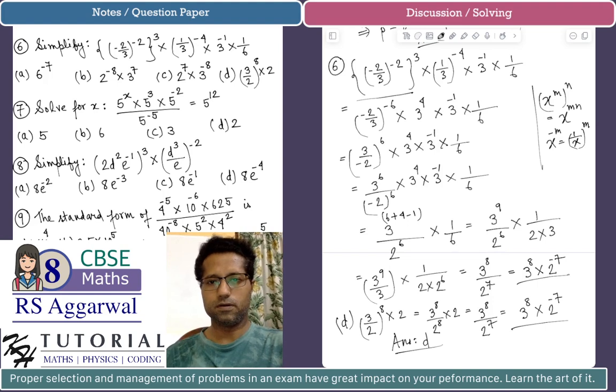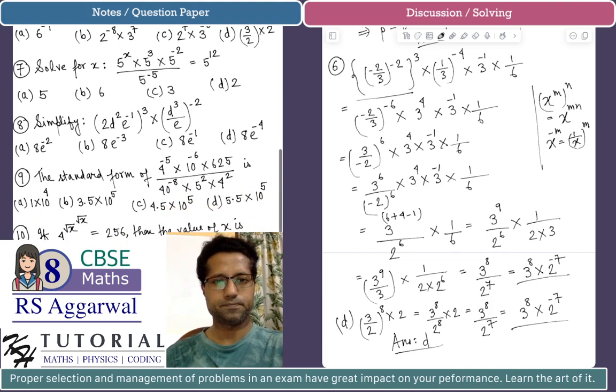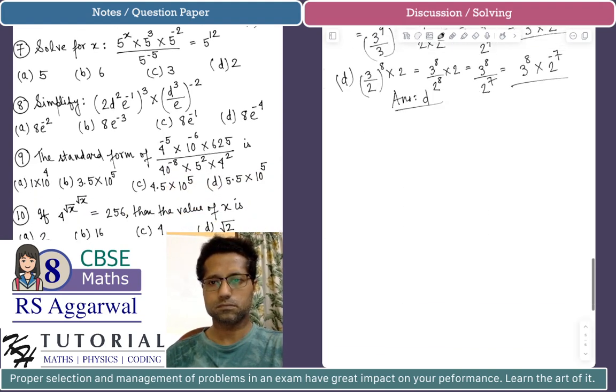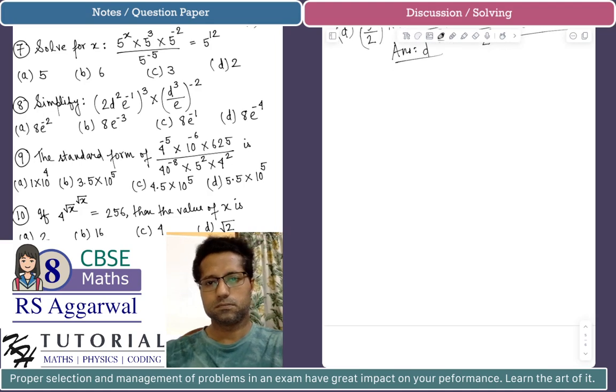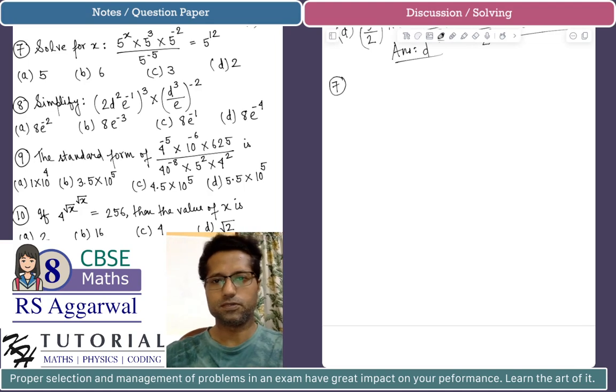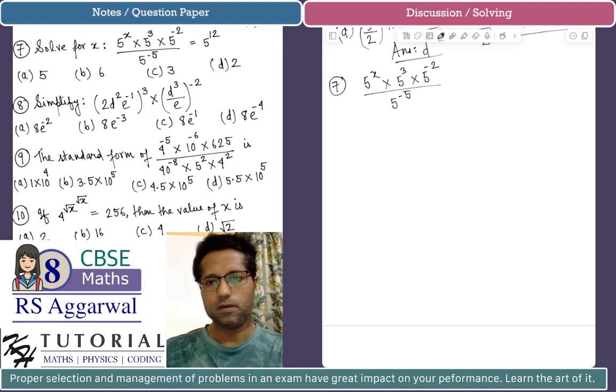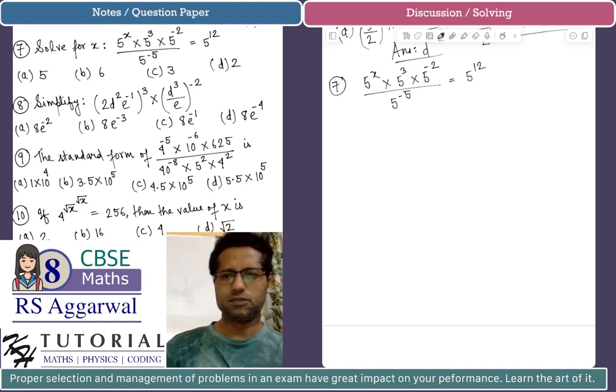Okay, let's solve problem number 7. We have to solve for x, where the equation given is 5 to the power x multiplied by 5 to the power 3 multiplied by 5 to the power minus 2 divided by 5 to the power minus 5 equals 5 to the power 12. So this is pretty straightforward.